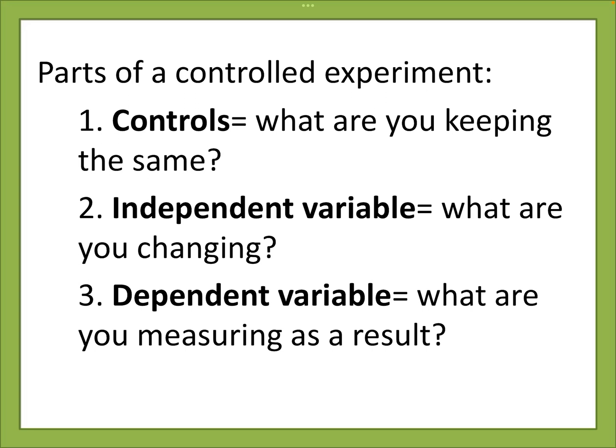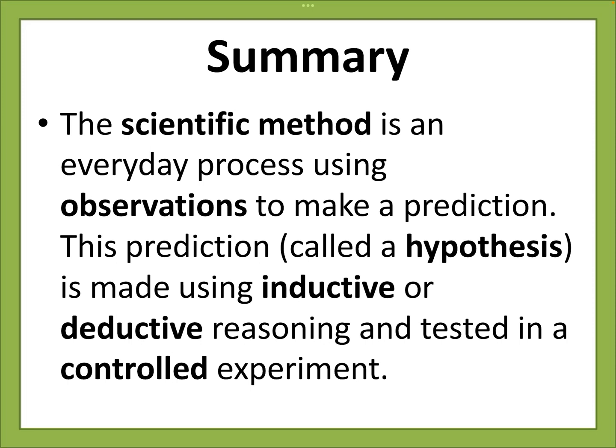So parts of the controlled experiment are the controls. These are all of the things that you're keeping the same. The thing that you are changing is referred to as the independent variable, and the results that you get from changing the independent variable are the dependent variable.